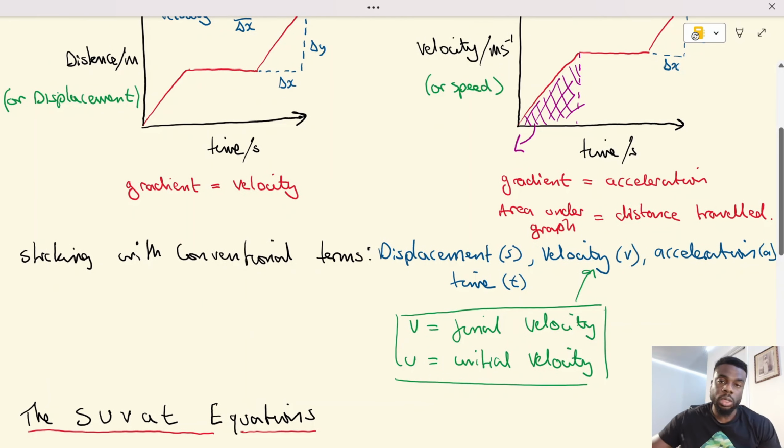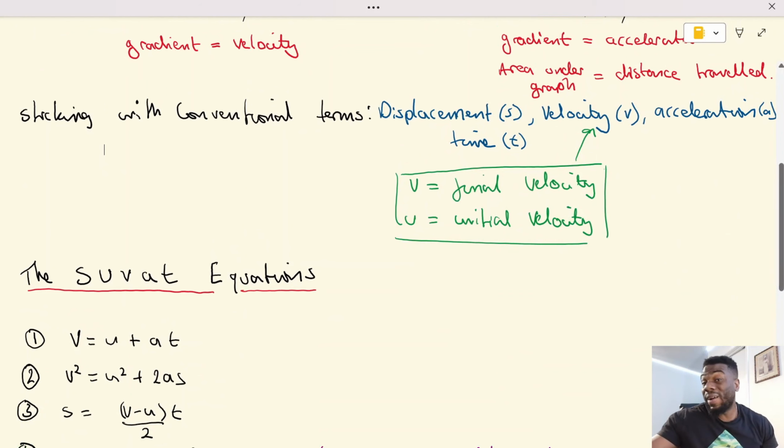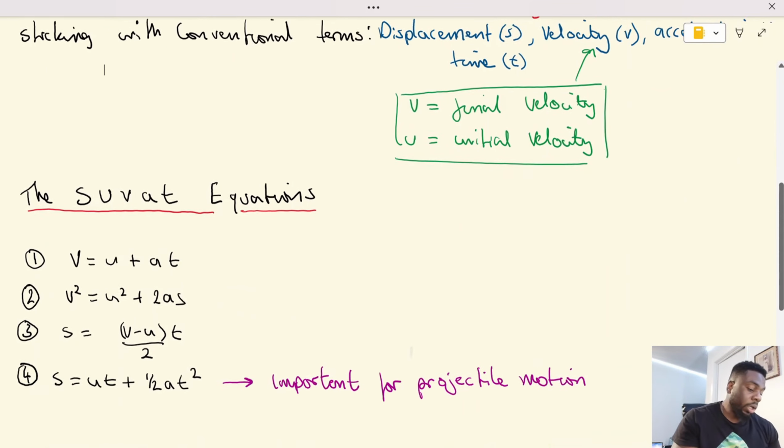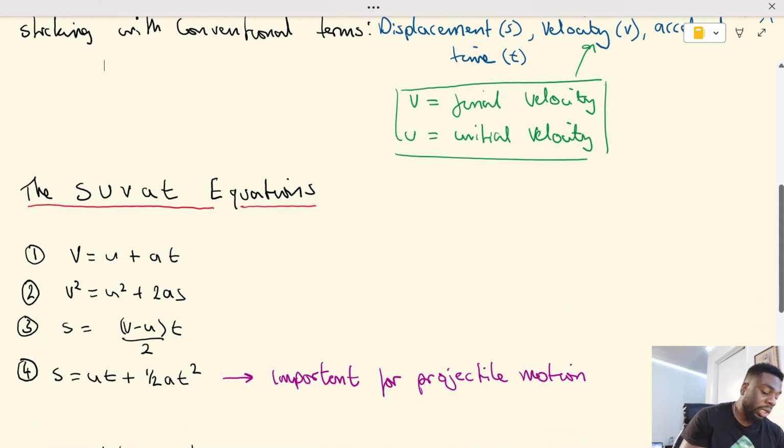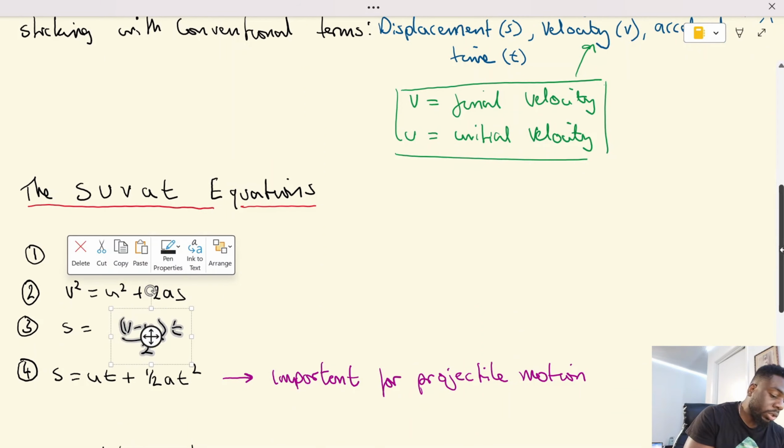Now, we stick with conventional terms. Likewise, as always in physics, every variable, every quantity generally has a symbol or a letter attached to it. Displacement has the symbol S. Velocity, whether it's a final or initial velocity, has the symbols V and U respectively. Acceleration has the symbol A, and time has the symbol T. These 4 or 5 symbols can be superimposed together to give the 4 SUVAT equations.